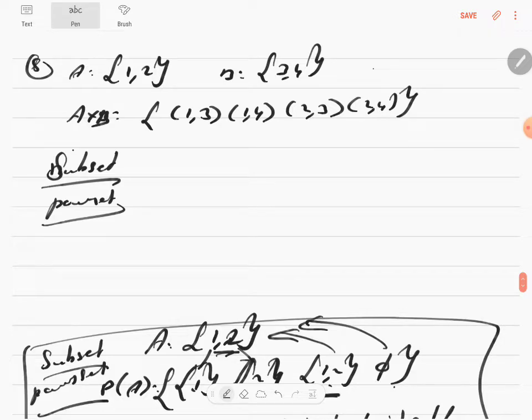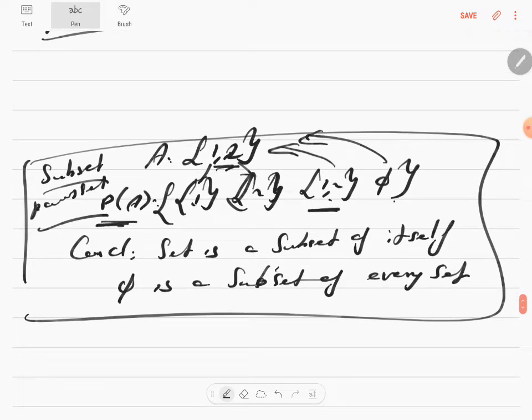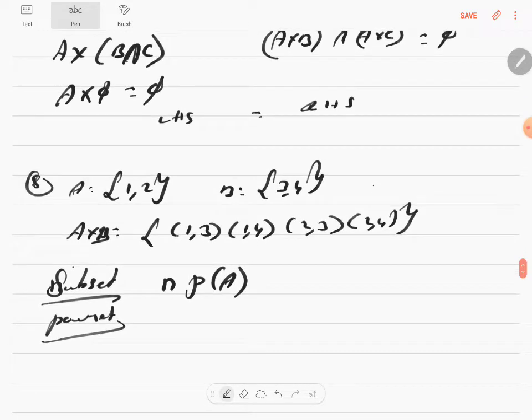Are they asking you to write the subsets? How many subsets are there? They didn't ask you to write the subsets. They are just asking you n of P of A, the number of elements in the power set. The set of subsets is called P of A, and they are asking the number of subsets. So n of P of A.